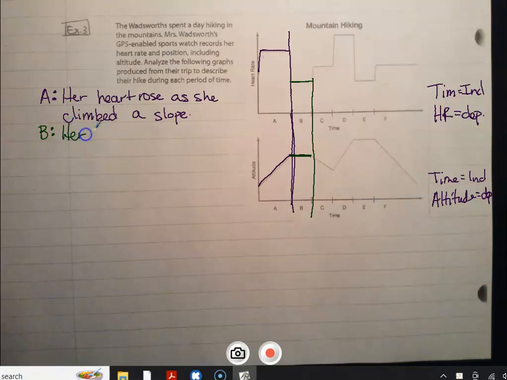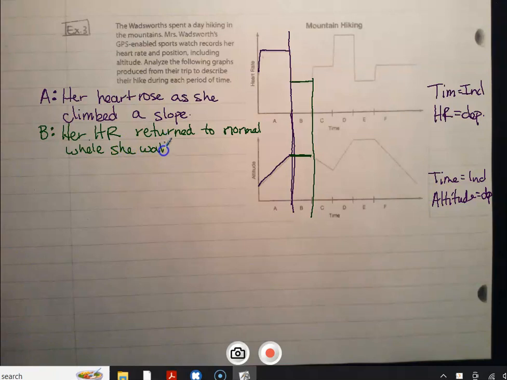All right, so I'm going to say HR for heart rate. Her heart rate returned to normal while she walked on the top of the slope or of the hill. Again, I don't know if I want to call it a mountain. Maybe it is. We don't really know. All right, next we're ready for C.